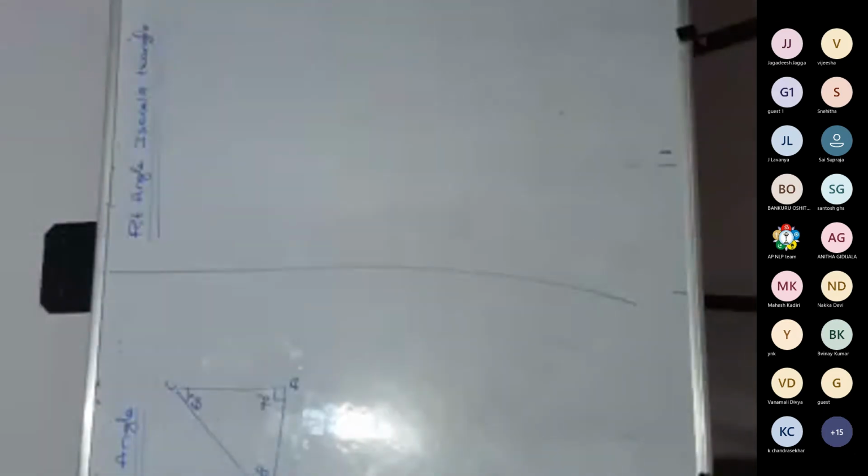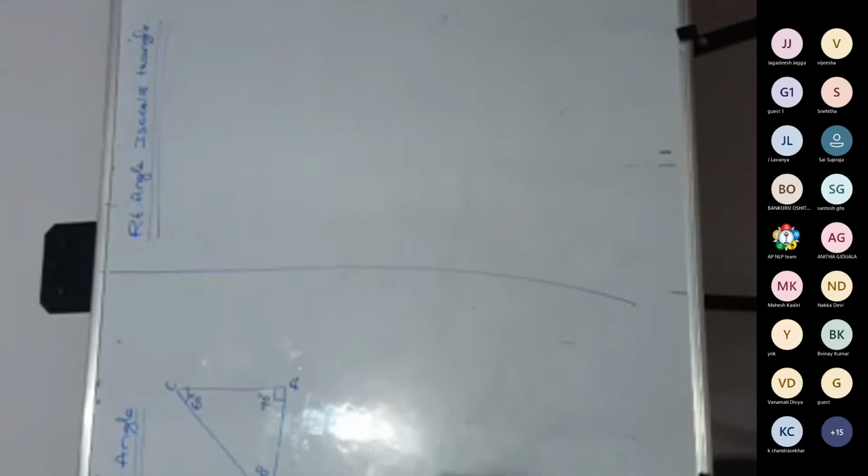So in a right angle triangle, the sum of the angles is equal to how many degrees? 180 degrees. The sum of the angles is 180 degrees.